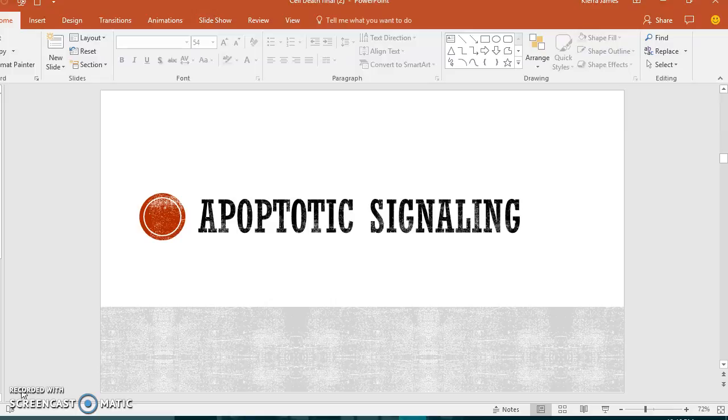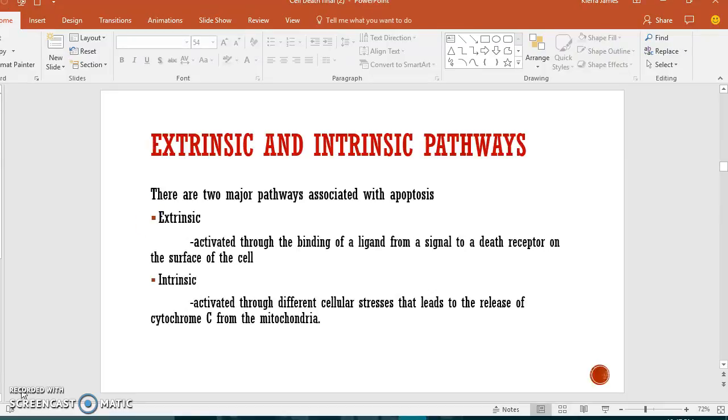Apoptotic signaling occurs in two different ways: by the extrinsic pathway or the intrinsic pathway. Extrinsic pathways are usually activated by the immune system. These signals come from outside of the cell, and the ligand from the signal binds to the receptor of the cell, which will eventually lead to death of that particular cell. Intrinsic pathways are activated by internal damage, like damaged DNA, for example. The intrinsic pathway is then activated by the release of cytochrome C from the mitochondria that leads to the death of the cell.